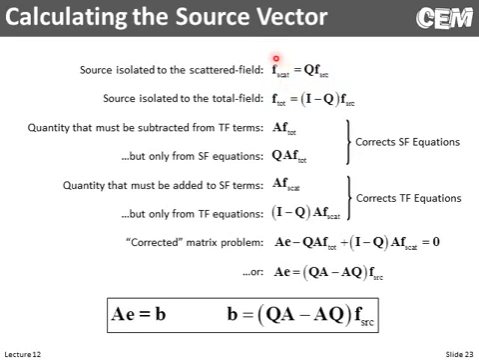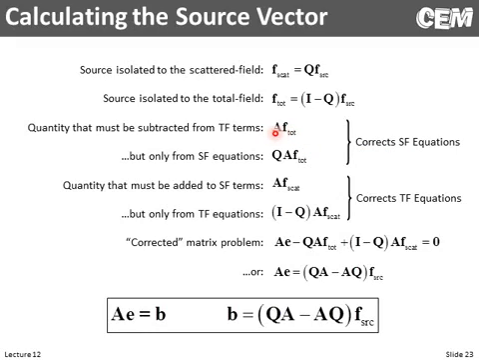So what we've done is isolate the source to the scattered field region and isolate the source to the total field region. Okay, first thing, we need to correct the terms on the scattered field side. So there are terms on the scattered field side that contain total field quantities. And what we'll need to do is subtract the source from those total field quantities to make them look like scattered field quantities. So what is it we need to subtract?